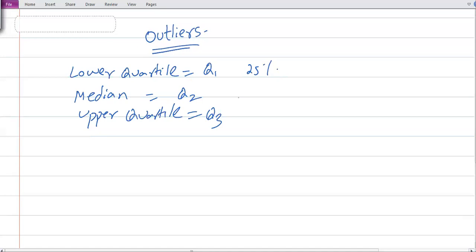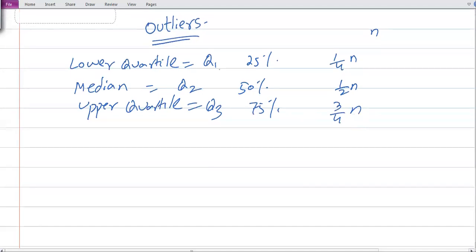In the same way, Q2 is 50% of the data, it's the median, and Q3 is 75% of the data. Or we say if the total number of values is n, then Q1 will be 1 over 4 of n, that is the lower quartile, and the median is 1 over 2 of n, and the upper quartile is 3 over 4 of n. Now, an outlier we can define in two ways.